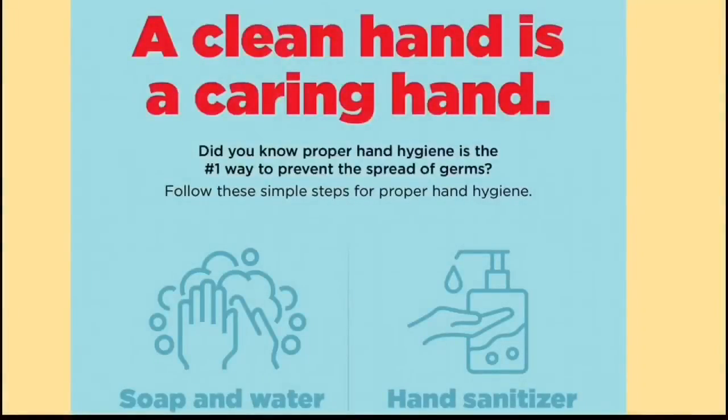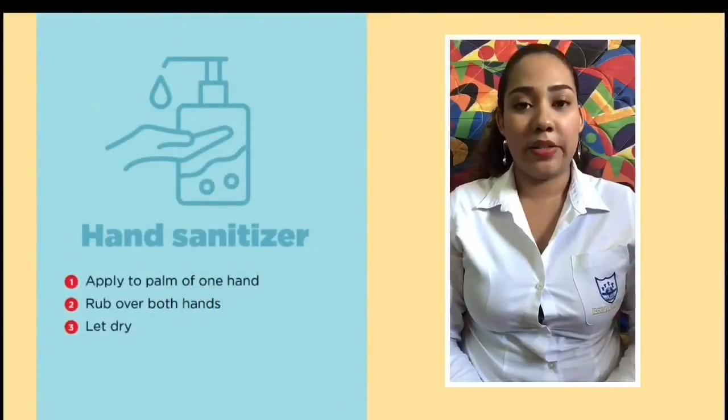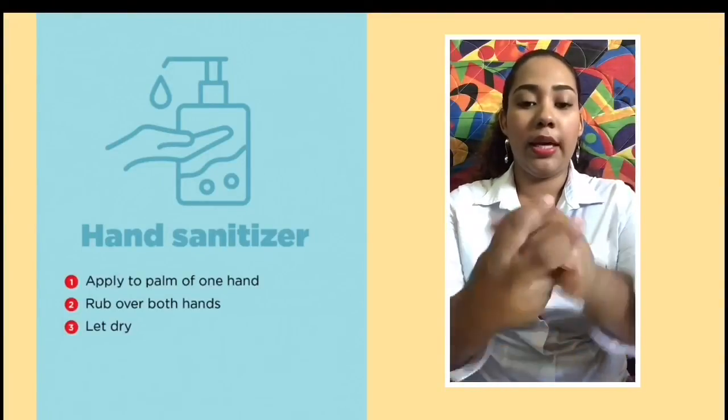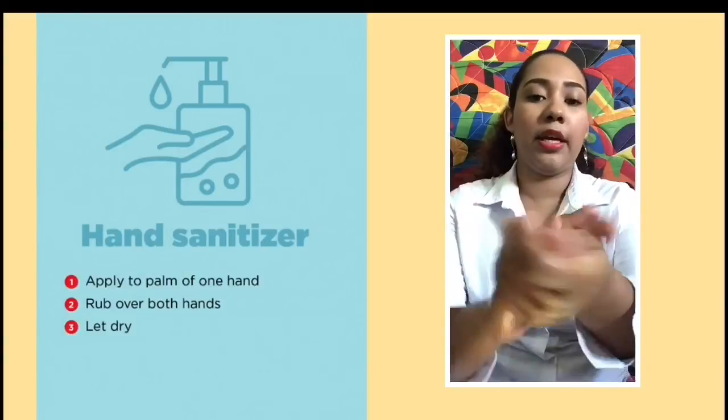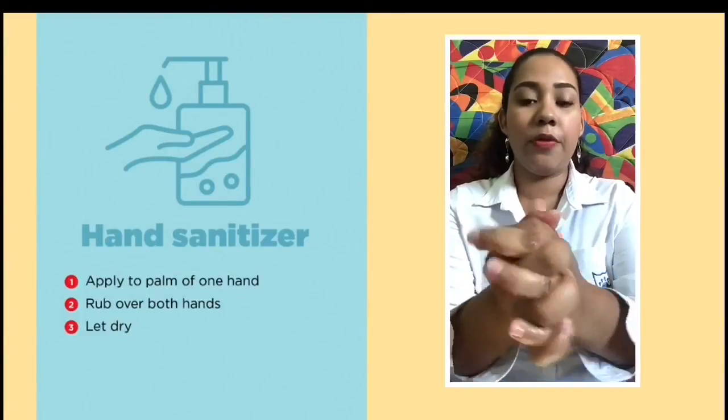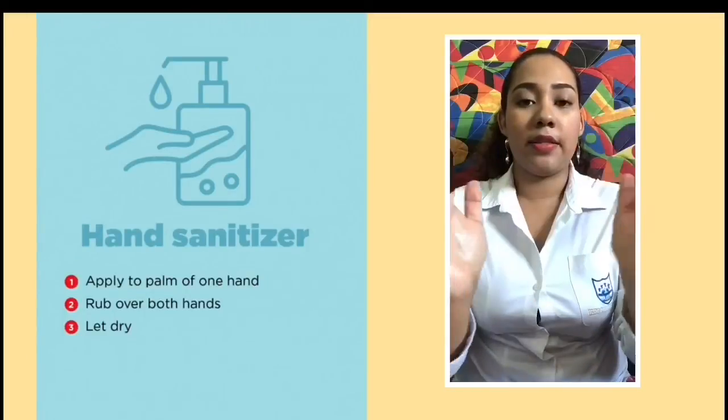A clean hand is a caring hand. Did you know proper hand hygiene is the number 1 way to prevent the spread of germs? Follow these simple steps for proper hand hygiene. Soap and water. Hand sanitizer. Now you will learn the proper way of using a hand sanitizer. Apply to the palm of one hand like this, okay? Rub over both hands like this. You need to rub over both your hands, and it has to cover all your hands. And you just have to let it dry, okay? That's all.